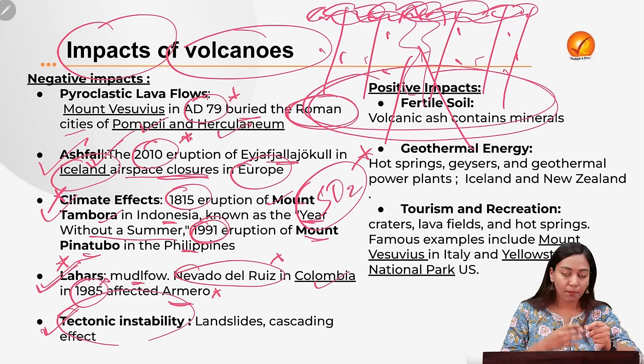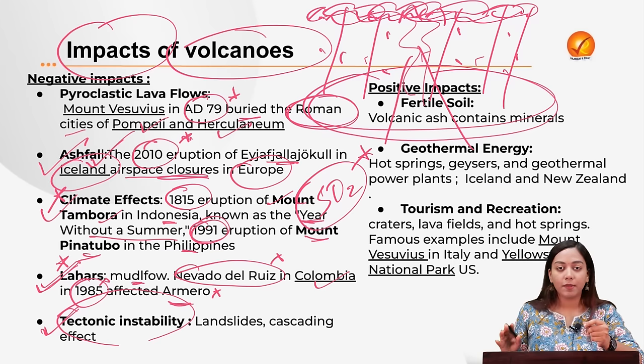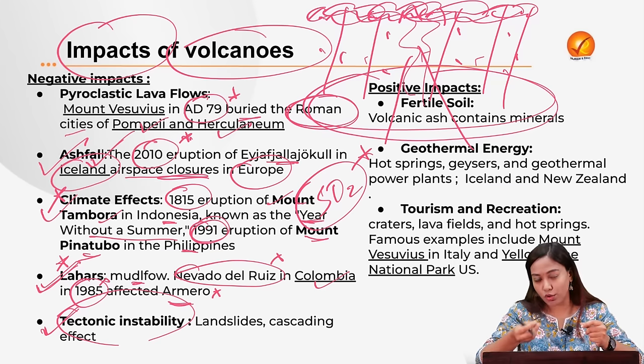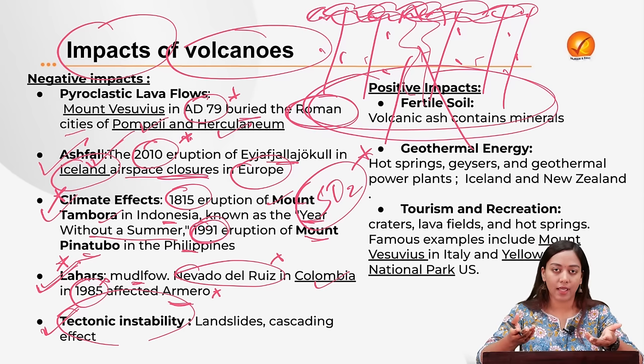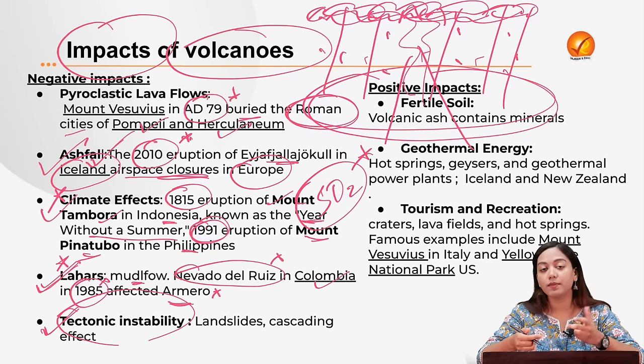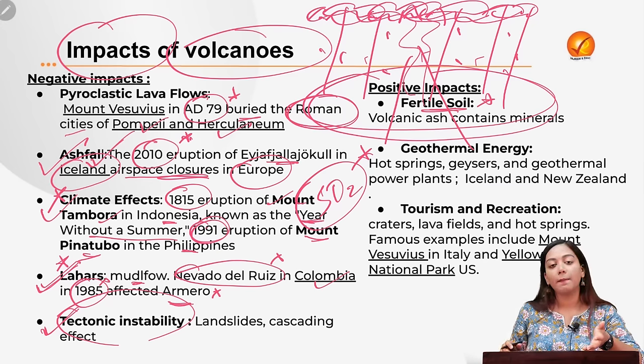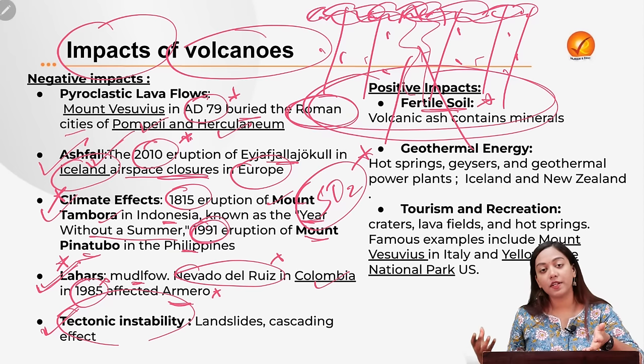For example, the mud flow. For example, landslides, etc. So these are the negative impacts, but certain positive impacts are also there, all accruing to its composition. The composition also contains potassium, calcium, and phosphorus, which are in fact one of the macronutrients required by the soil. So therefore, it enables fertility in the soil, leading to better agriculture and better forestry in such areas.